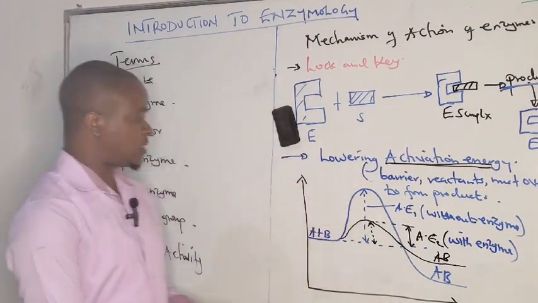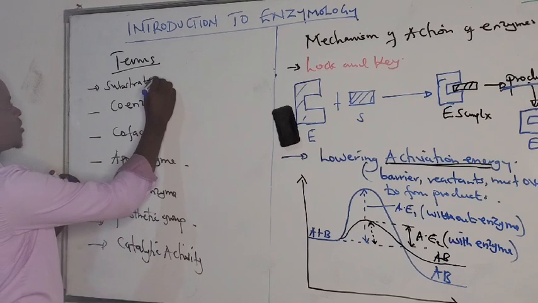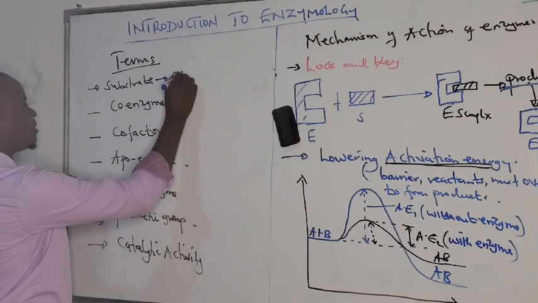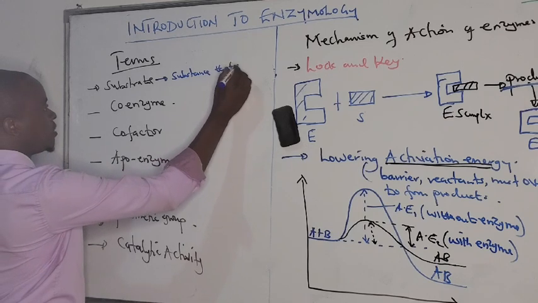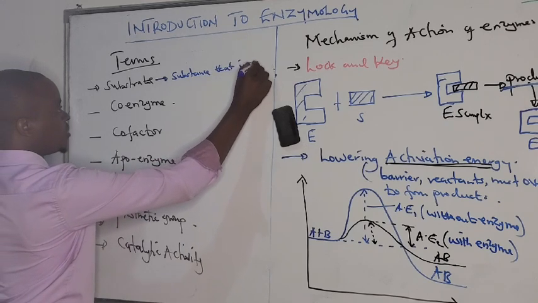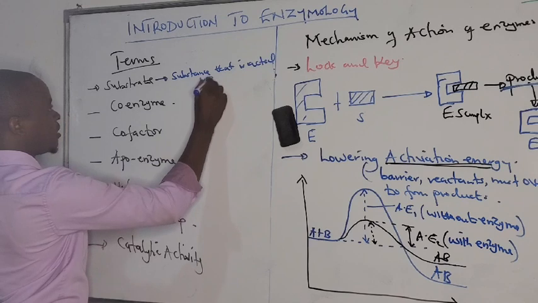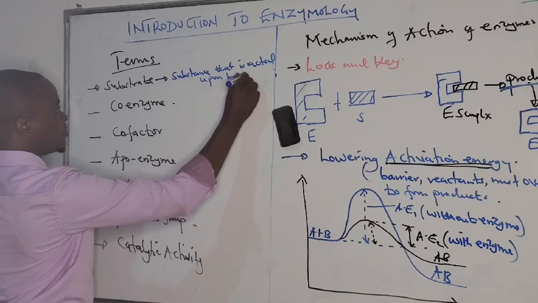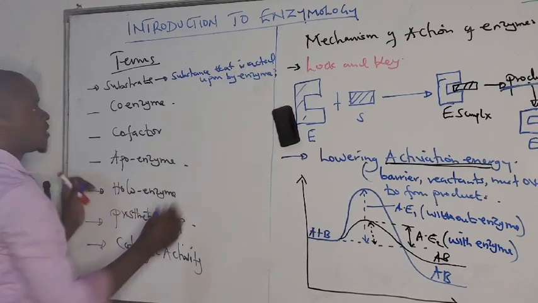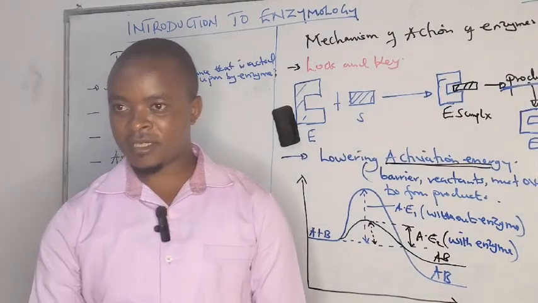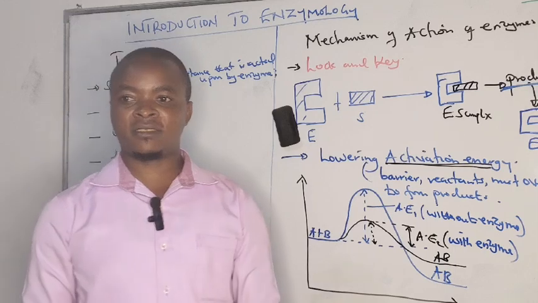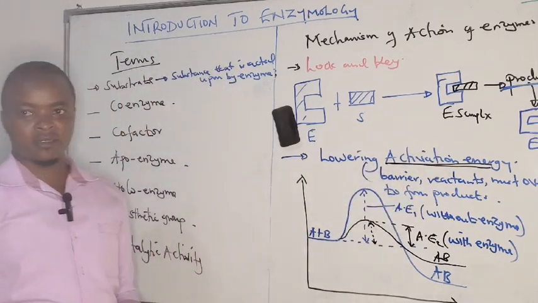And a substrate is like a food for the enzyme. So a substrate is any substance that is acted upon by the enzyme. So substrate, in summary, we call it food for the enzyme, which the enzyme eats to form the product.